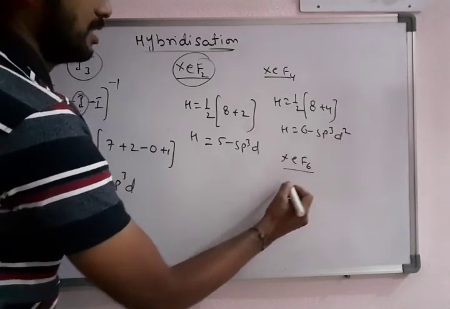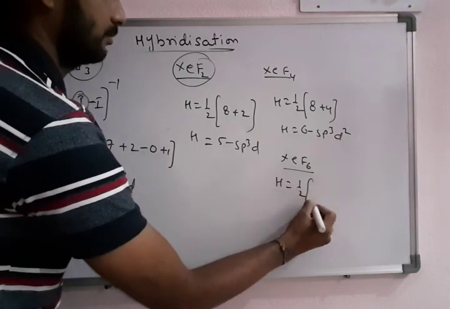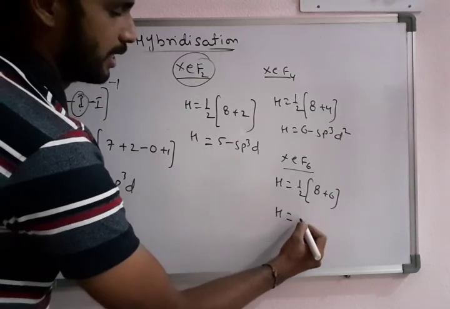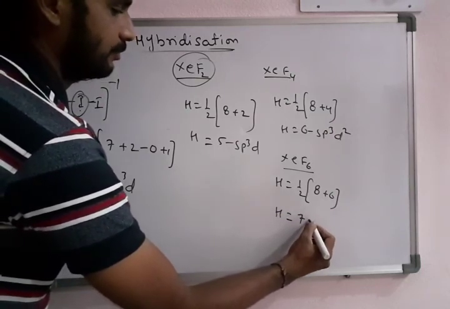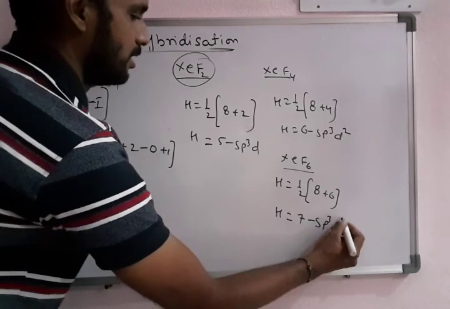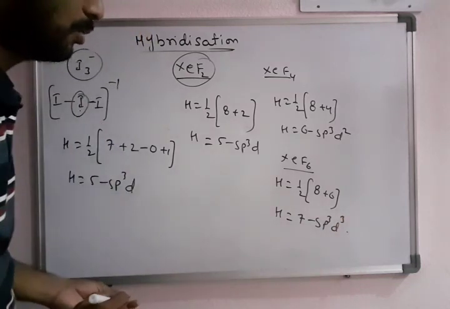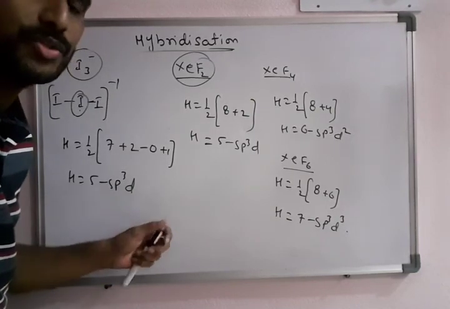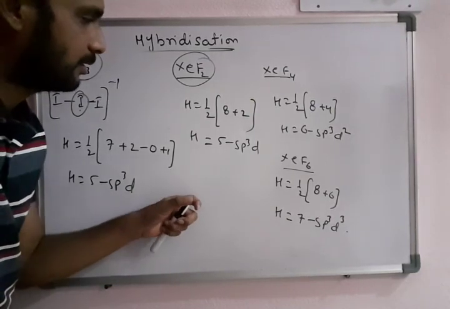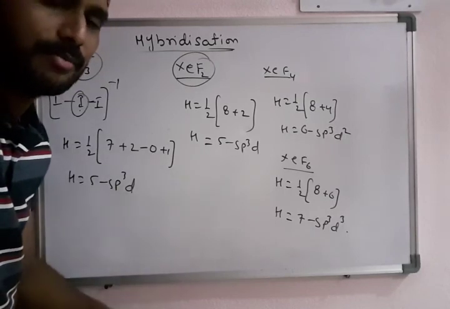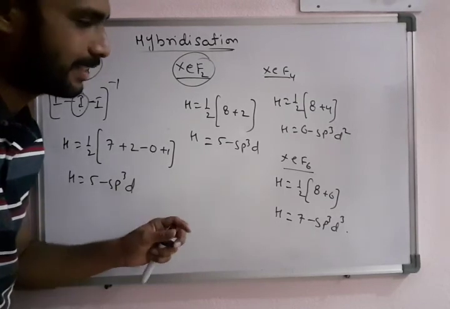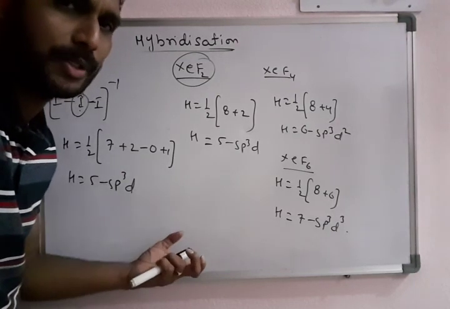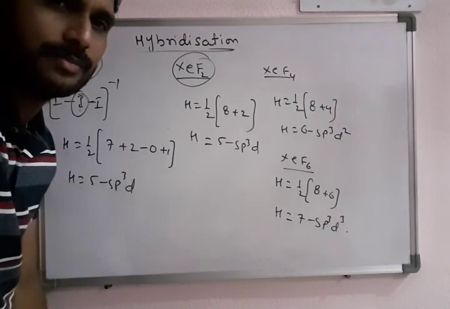And XeF6 is also there: 8 electrons, 6, then no charge on it, that is 7. It is sp3d3 hybridization. So by knowing the number of hybrid orbitals, we are able to know the hybridization of a particular atom in a molecule. This method can be used for all types of compounds: positive ions, negative ions, normal molecules, even the carbon compounds.